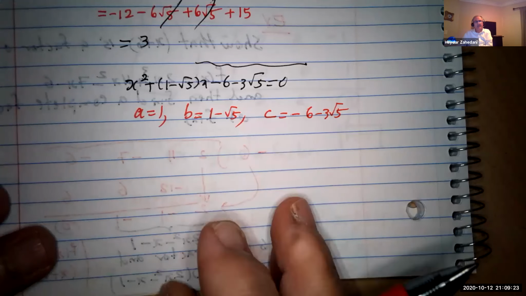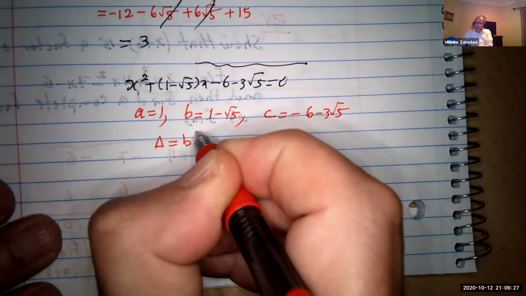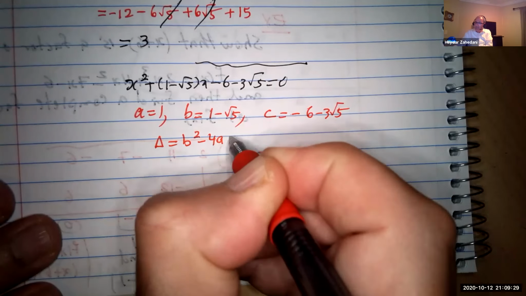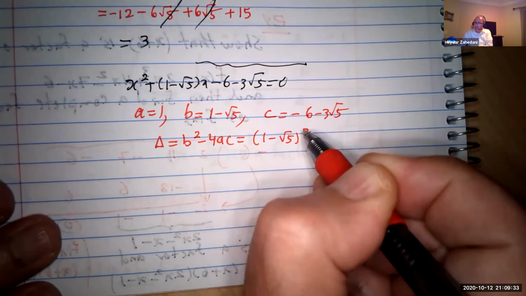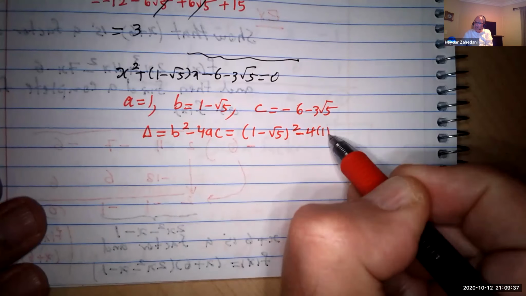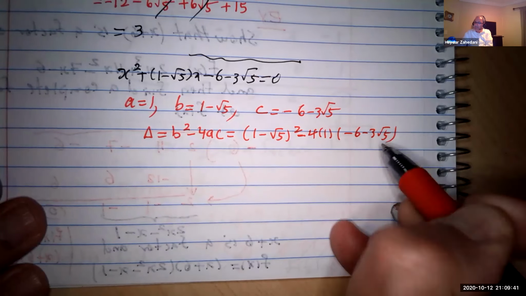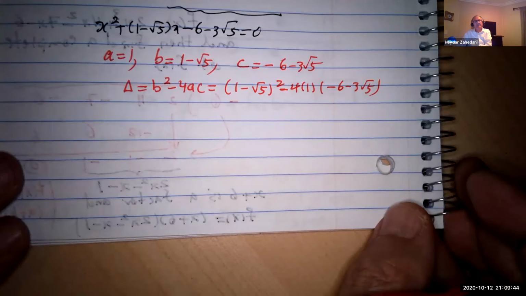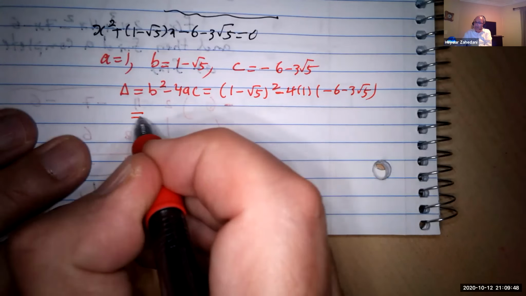You have to form the delta to see if there is any solution. Delta is b squared minus 4ac. So it's going to be 1 minus radical 5 all squared minus 4ac. A is 1, and this is going to be your c. It would be simplified nicely if you just be patient.